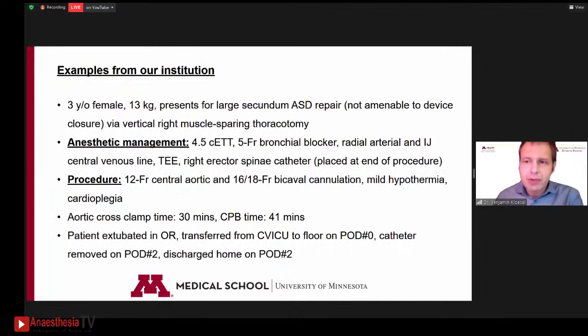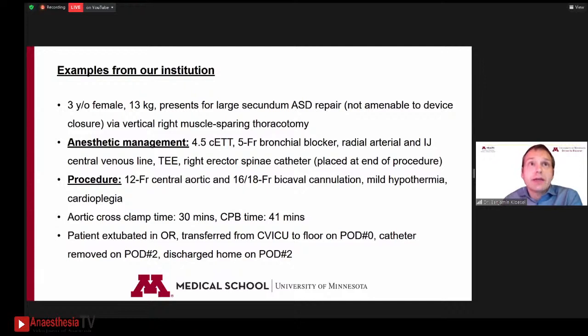So I would like to move to a couple of case examples from our institution to give you a perspective of what can be achieved. The first case example is a 3-year-old female weighing 13 kilograms who presented for a large secundum ASD repair, which was not amenable to device closure in the catheterization lab.